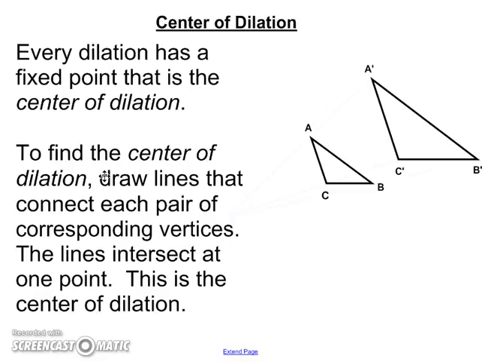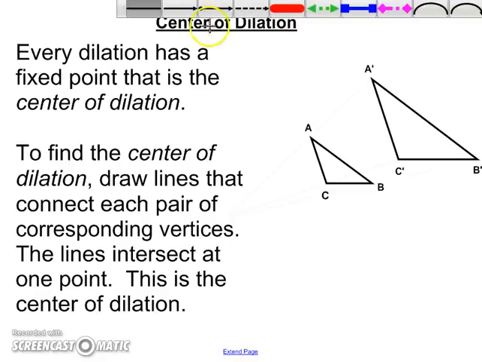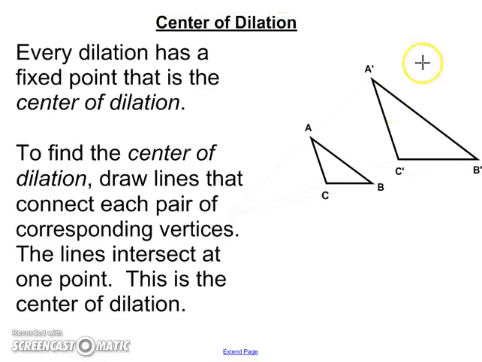If we draw these lines and they don't intersect at one point, you don't have a dilation. So that is basically going to be our test of whether we have a dilation or not. Here we have A and A prime, B prime, C prime. In this case that would be the image, the resulting figure. ABC is the pre-image, the original.